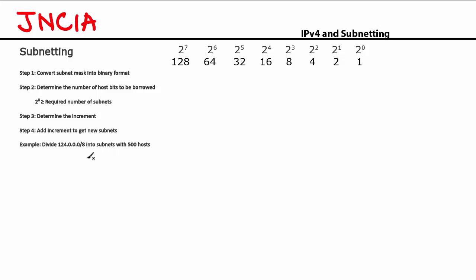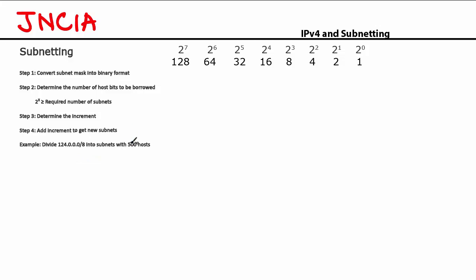Here it says divide 124.0.0.0/8 into subnets. We are not told how many subnets, but instead it says that every subnet needs to have at least 500 hosts. I hope you understood the requirement. We don't care about the number of subnets, but all the subnets that we create or derive need to have at least 500 hosts. The steps for subnetting will remain the same. Let's start with step number 1.